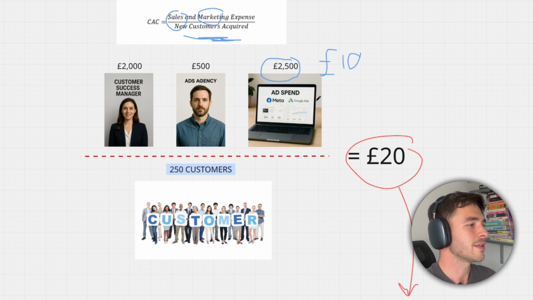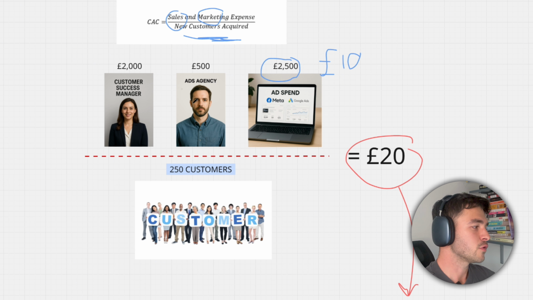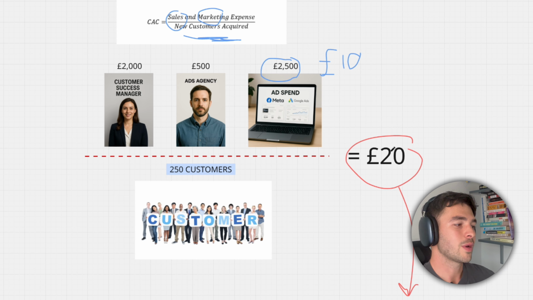business. So you spent £2,500 on ads, you got £500 ads agency and £2,000 customer success manager. So all things sales and marketing related, you spend £5,000 in a month. You've generated 250 new customers, which you can easily find through your Shopify data. That now means we spent 5,000 divided by 250 customers, which means that your customer acquisition cost is £20. So for every £20 you spend on sales and marketing, you in theory generate one new customer.